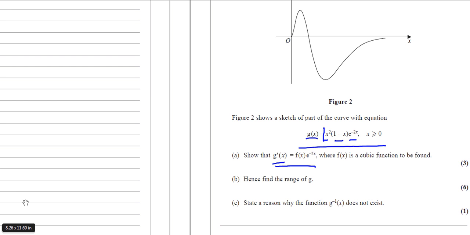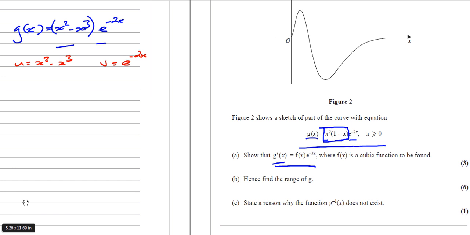But if we concentrate on this bit here and multiply that out, we can say that g of x equals x squared minus x cubed, multiplied by e to the minus 2x. And now we've just got a function times a function, so use the product rule. So we're going to say that u equals x squared minus x cubed, and v equals e to the minus 2x. So du equals 2x minus 3x squared, and dv.